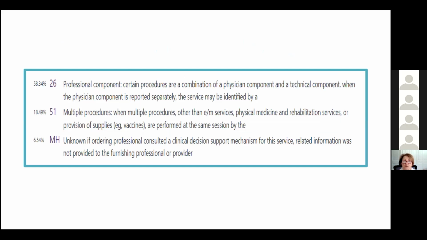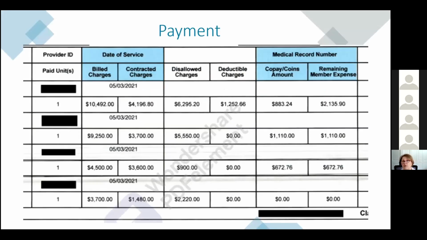The professional component, certain procedures are a combination of the physician component and a technical component. When the physician component is reported separately, it must be identified by code 26, which is saying, I did 2 things in one day on this patient, and I only did the technical component. So modifiers in medical billing are important.